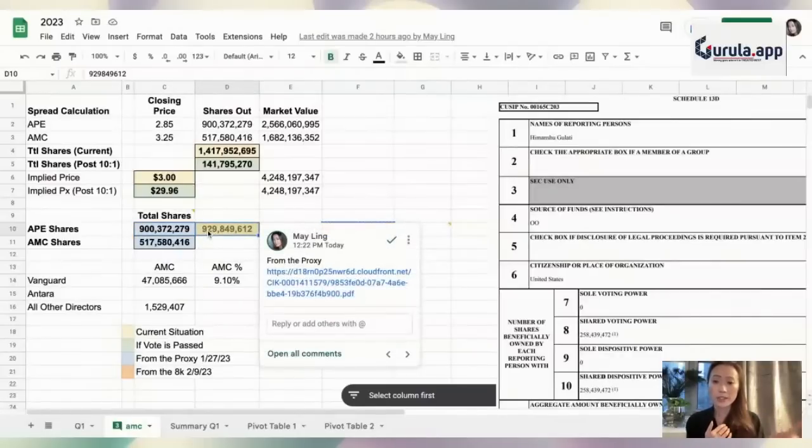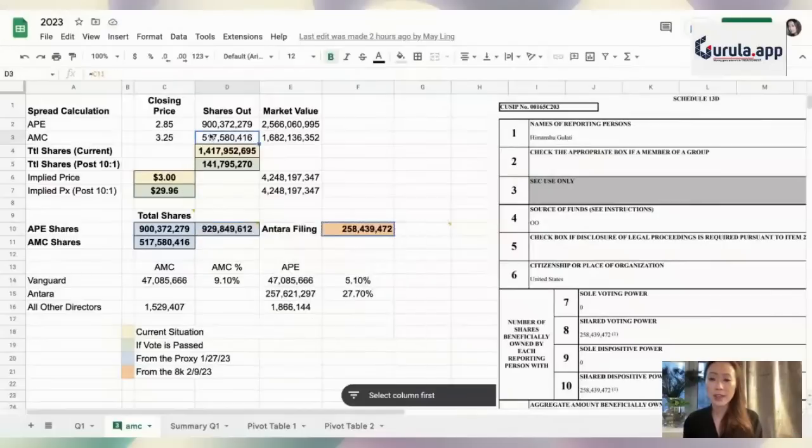This number is a little bit different and comes from the proxy statement. If you want to be conservative, use the proxy statement number, and then just be happy that the 8K number is what it is at 900. But I'll have to probably email investor relations and try to get some clarification on that.